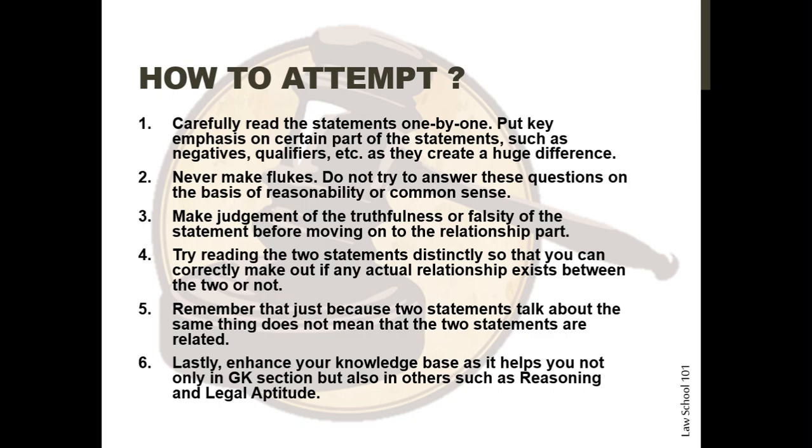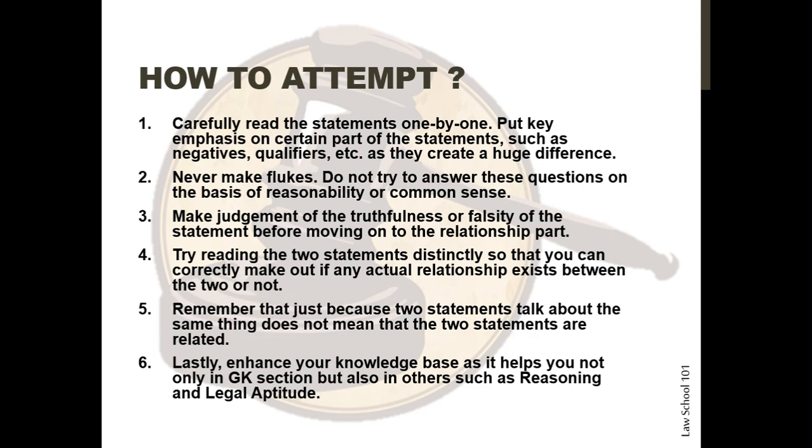Third, make the judgment of truthfulness or falsity of the two statements before moving on to the relationship part. So first of all, the examinee needs to decide whether the assertion and the reason in themselves, independently, are true or not. If the examinee knows that one or both of the statements are true or false, the examinee can choose one of the options as the question is designed in such a manner. The complication arises only when the examinee knows that these two statements are true. Establishing the truthfulness or the falsity of these statements is also very important.